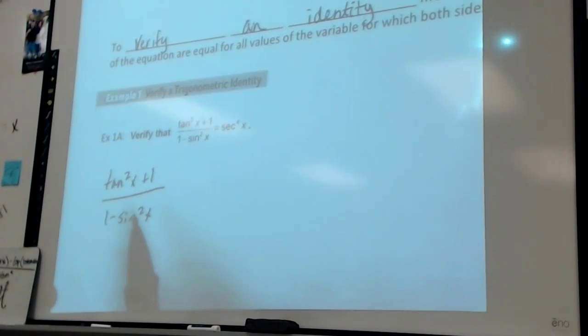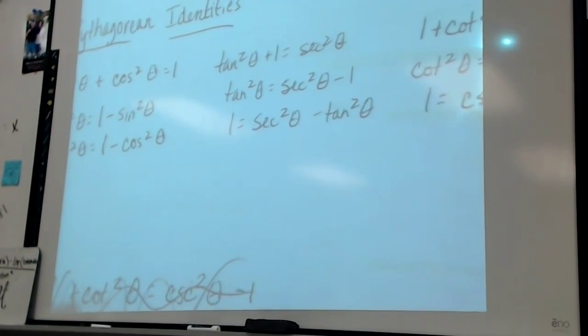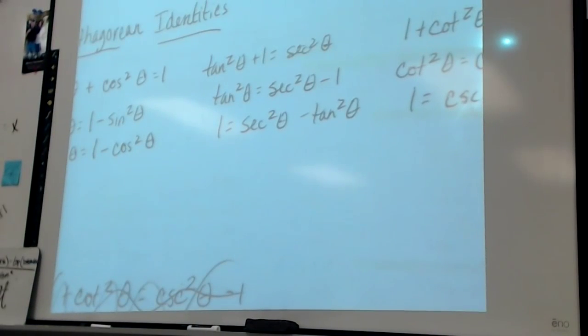So look at your Pythagorean identities. I think I see some things that will help us here. I see tangent squared x plus 1, or tangent squared theta plus 1, and what is that equal to? You need to have it handy and ready to pull out, because we're going to be using these quite a bit. I want to be able to ask you, okay, what is this? And you be able to answer me.